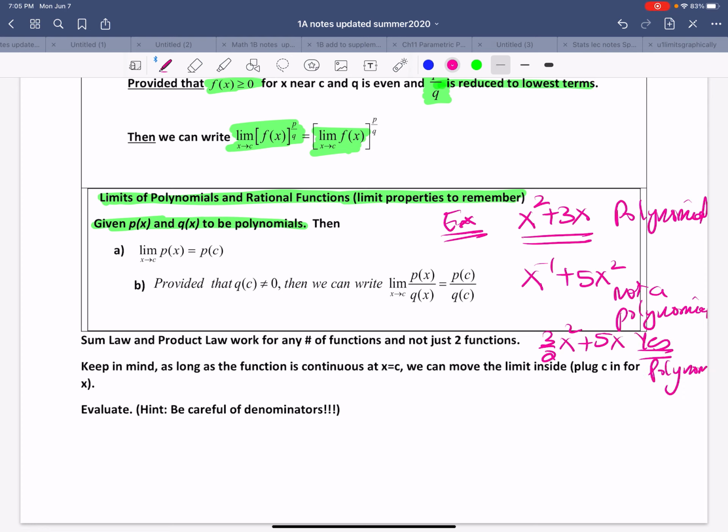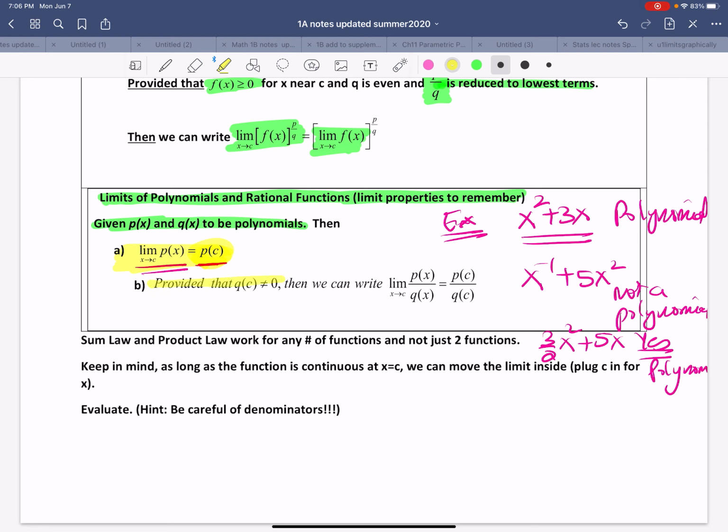All right, so provided the limit as x approaches c of p of x is equal to p of c. This is very important. If we have a polynomial, then we can simply evaluate the polynomial at c. That means every single x gets replaced by c and we can evaluate that polynomial. We'll see examples in a minute.